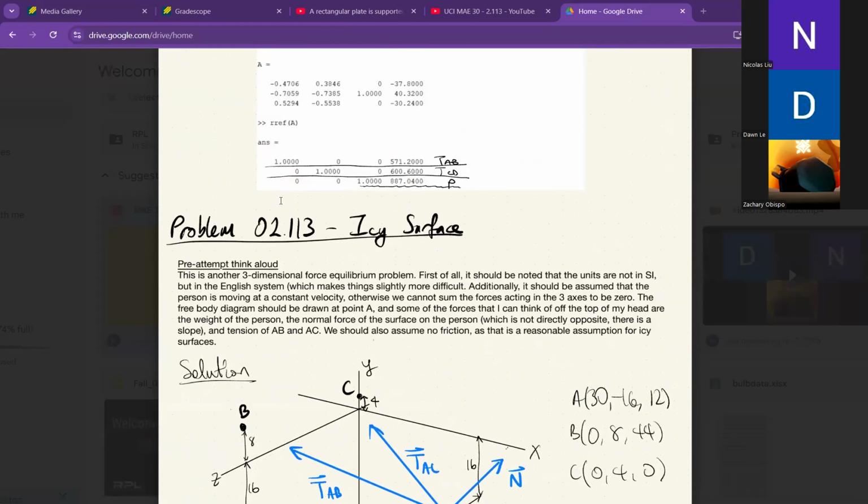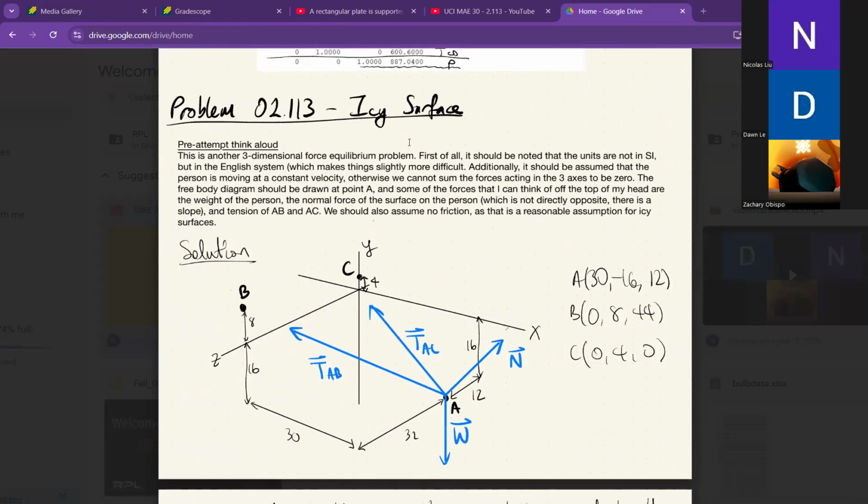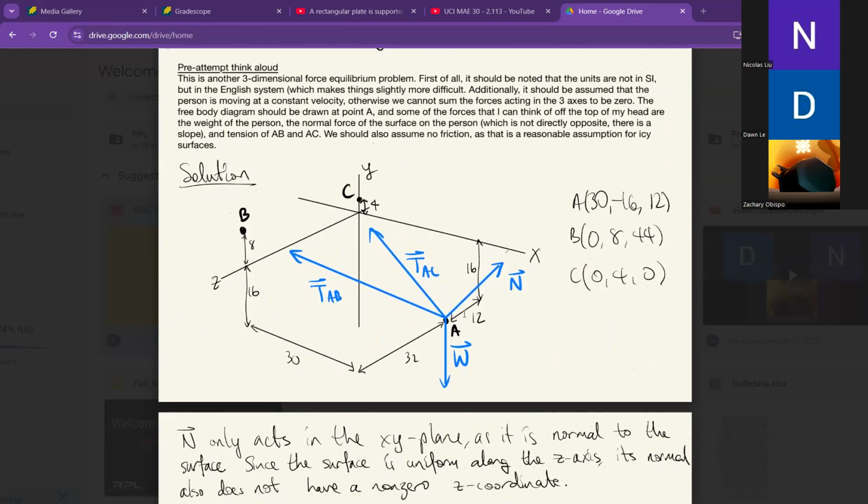Okay. So this is the problem that I'll be doing on the icy surface. In this problem there are four different forces involved, which I put into the free body diagram. You have the tension from both of the ropes that this guy is holding on to. The only given quantity is his weight, which for me was 170 pounds. And then there's also an additional normal force from the surface, which is perpendicular to the surface.